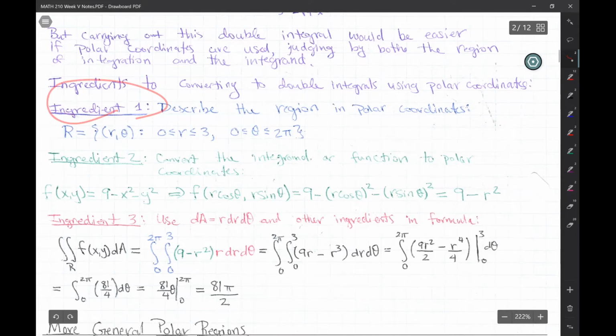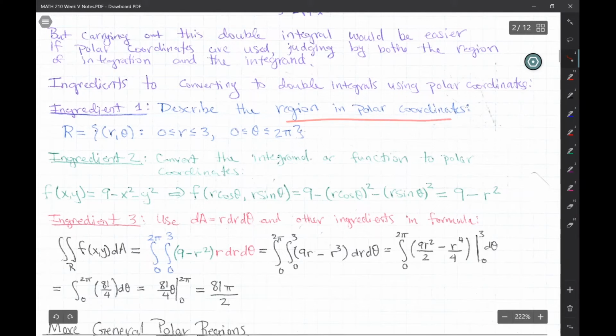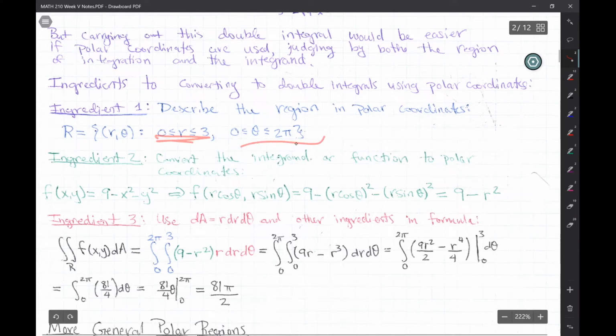Ingredient number 1 for converting to polar coordinates is to describe the region in terms of polar coordinates. Now, we had the circle of radius 3, so what you see here is the description in terms of polar coordinates. Our r is between 0 and 3, and our theta is between 0 and 2 pi, giving us the circle of radius 3.